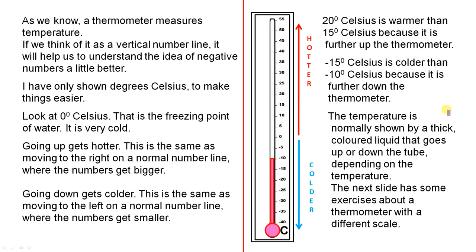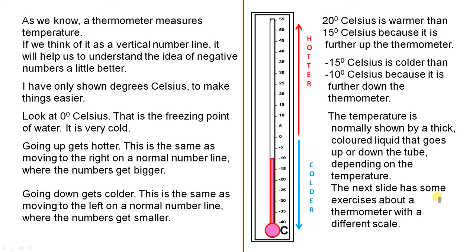The temperature is normally shown by a thick coloured liquid that goes up or down the tube, depending on the temperature. So there's the liquid there, for example. It's coloured red just so we can see it easily. And it's a special liquid, and it just goes up or down depending on the temperature.